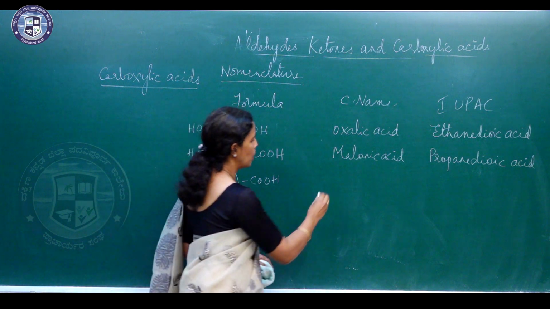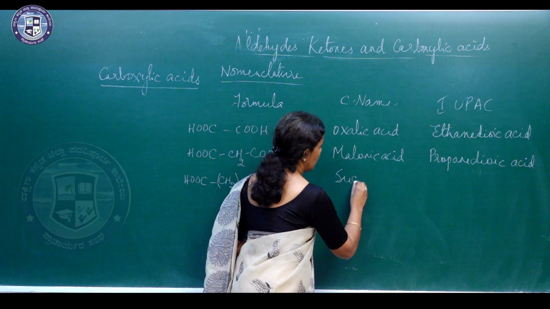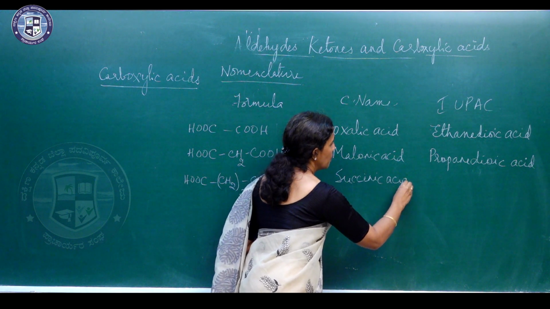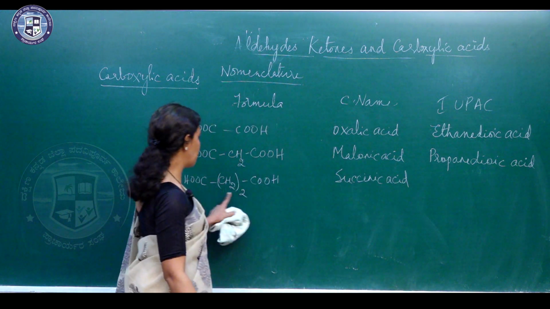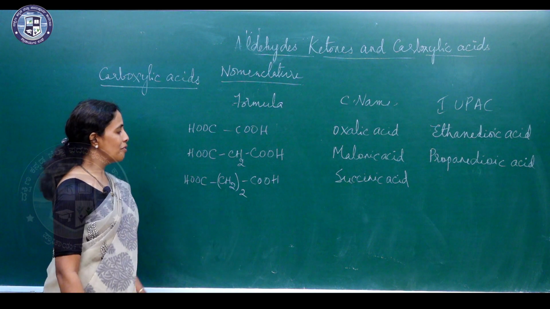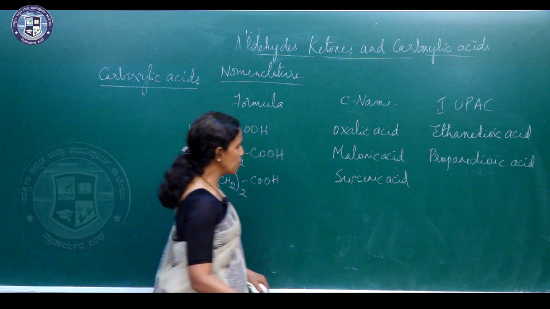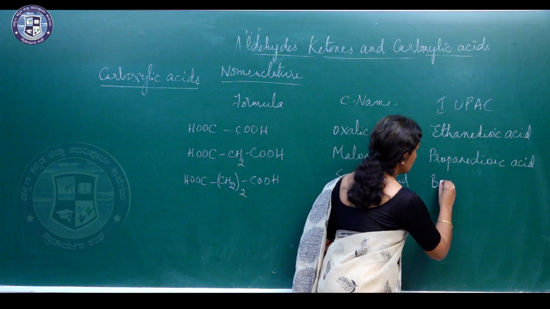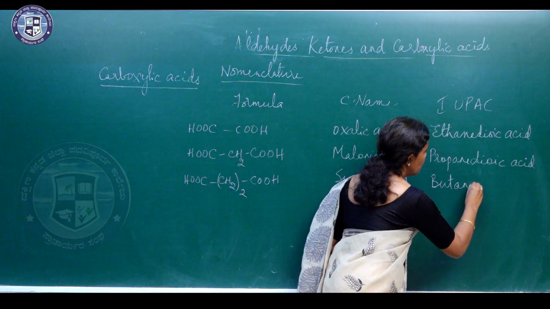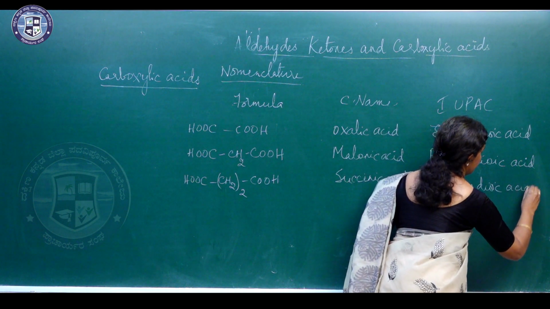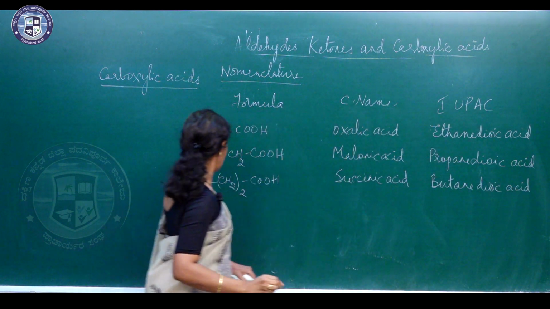So, again introduce another CH2 group between the COOH groups. So, this is called as succinic acid. Succinic acid. So, again how many carbon atoms are there? There are 4 carbon atoms. So, you can write it as butane dioic acid.